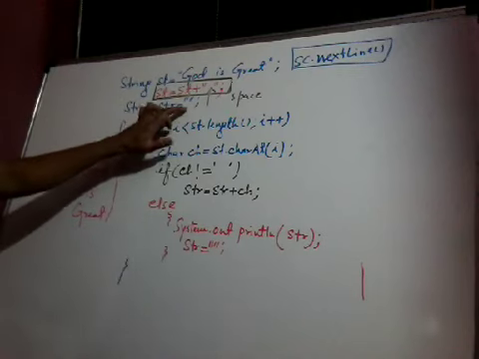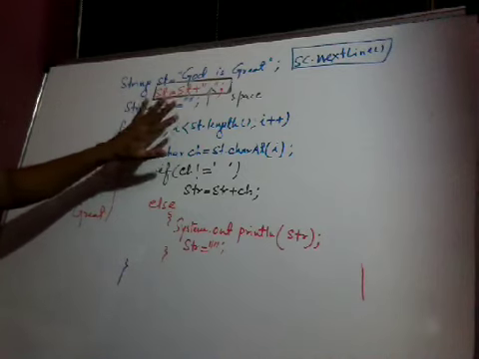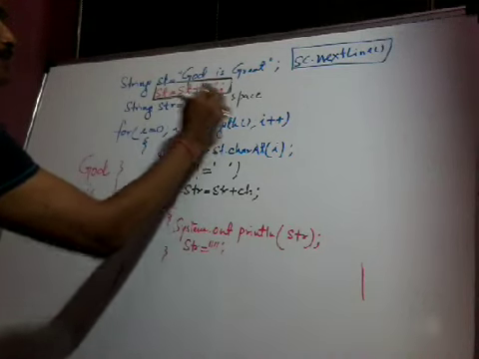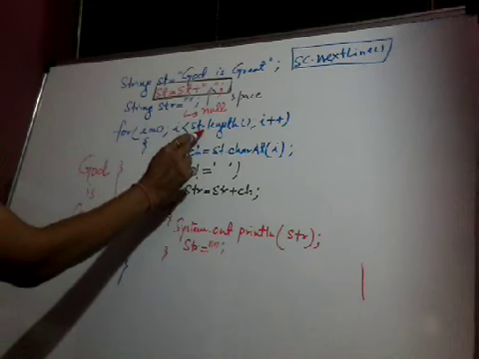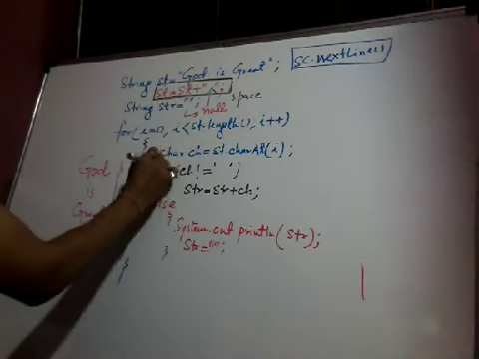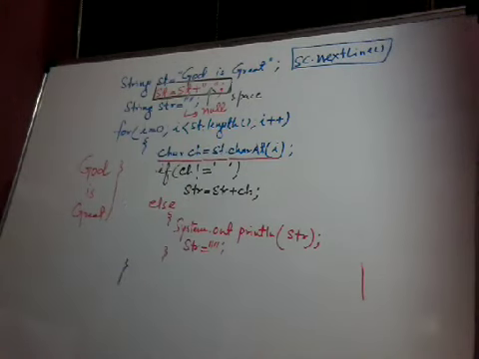One string is there, str = "", that is null. Null means there is nothing in this string. Already explained in the previous video. i = 0, i < st.length(), st is this one, i++. This is the way to extract each character one by one. ch = st.charAt(i).